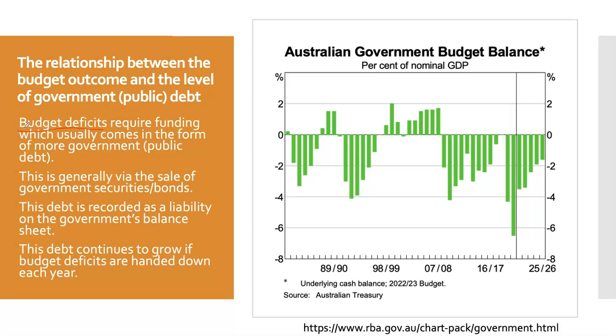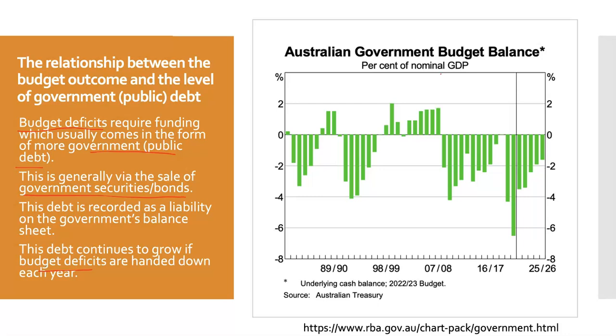Budget deficits require funding. This usually comes in the form of government debt, and we've seen that there's a number of options. This typically comes from the sale of government securities or bonds. So selling a bond, getting the money for that, repaying that money to the investor at a later date along with interest. That means deficits are funded by debt, and the debt will continue to grow if budget deficits are handed down each year. So if we look at the Australian budget, and we've looked at that in previous videos, you can see that there's a pattern.